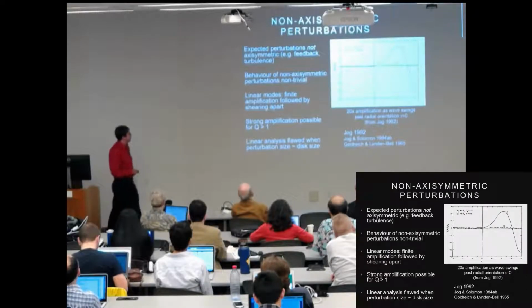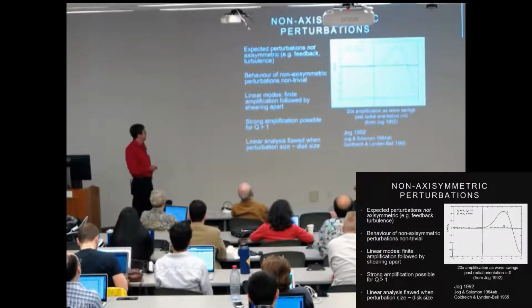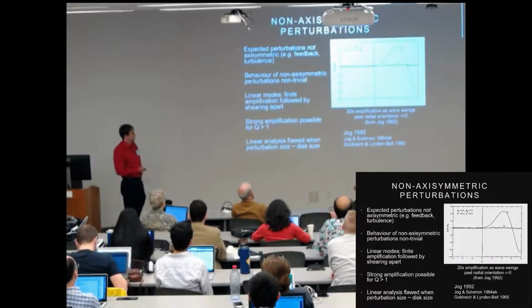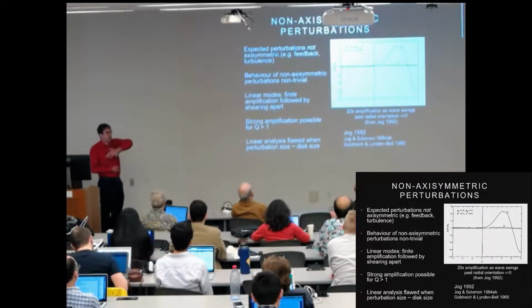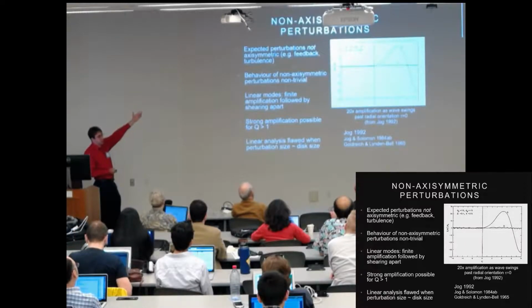So this is an example of that. This is from Jog's paper in 1992. You have nothing happens. You get close to tau equals 0 when you're swinging through radial. It's this kind of swing amplification, and then boom, you get a whole bunch of growth, but at future times that growth essentially stops. Right? So that's a feature of the non-axisymmetric structures.